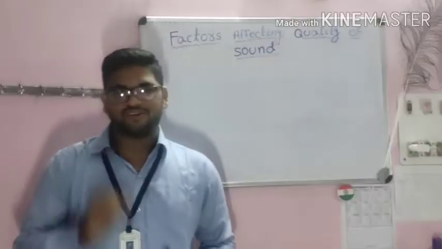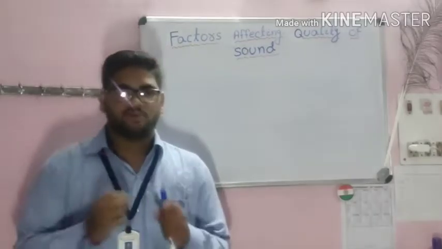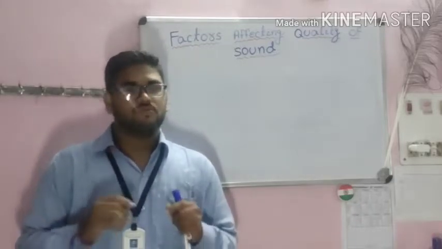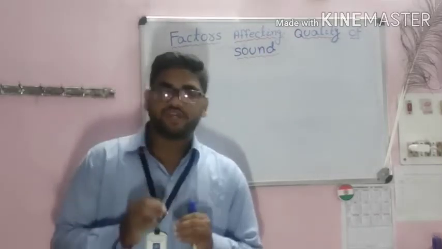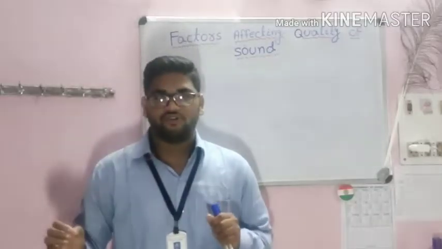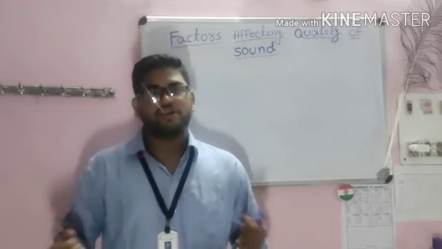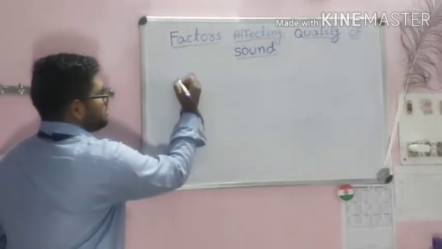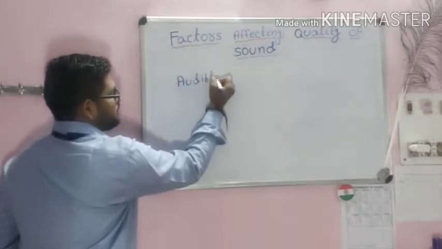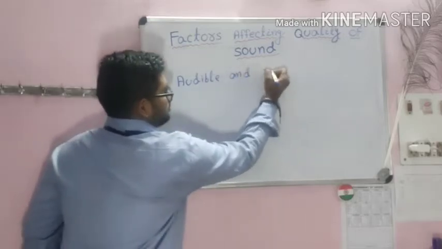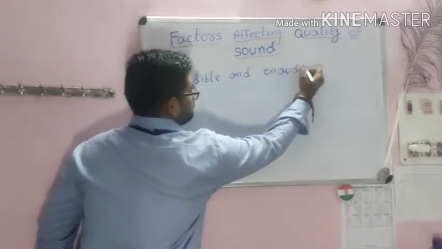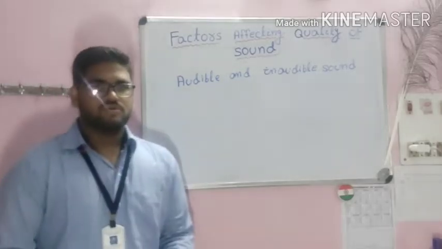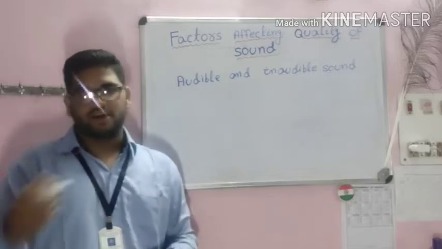The third topic of today's video is what is audible sound and what is inaudible sound. Humans can hear a certain range of sound, but cannot hear above it and below it. The frequency of sound which can be heard by humans is called audible. Which cannot be heard is called inaudible sound. So put the heading in your copy: audible sound and inaudible sound, what we can hear and what we cannot hear.